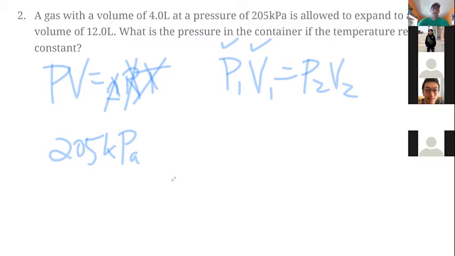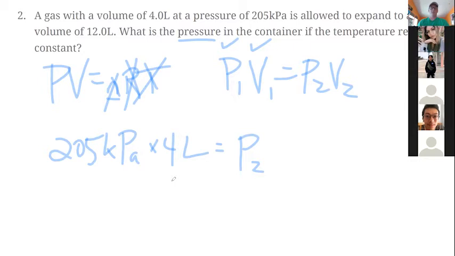Four liters. Yep, 4 liters. And so P2, what's P2 going to be? We don't know what P2 is going to be, right? Because that's the question. What is the new pressure? So we don't know what P2 is. What's V2? What's our volume after? 12 liters. 12 liters.